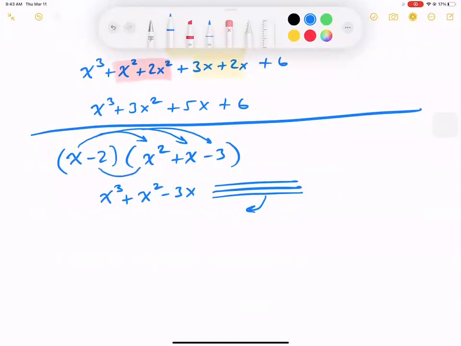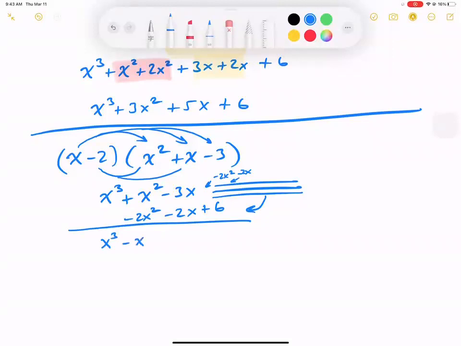Here's what we're going to do. Negative 2 times x squared is negative 2x squared. So instead of writing it here, I'm going to write it next to its like term. So they're already lined up. Negative 2 times x is negative 2x. Instead of writing it up here, I'm going to write it over here. So they're all lined up. And negative 2 times negative 3 is a positive 6. Now if you look here, we just have to combine like terms. Negative 2 plus 1 is negative 1. 3 and 2, both negative, become 5.